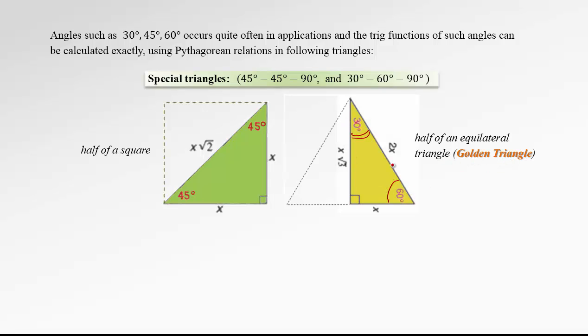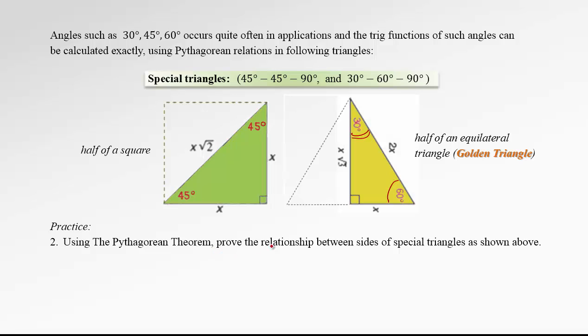Now the relations between its sides are as follows. If we denote half a side of the equilateral triangle as x, then the full side of this equilateral triangle is 2x. And then, using the Pythagorean equation, we can find the length of the height to be x root 3. So x, 2x, and x times root 3. Let's prove those relations. First, we're going to prove that the diagonal in a square of the side x is equal to x root 2.